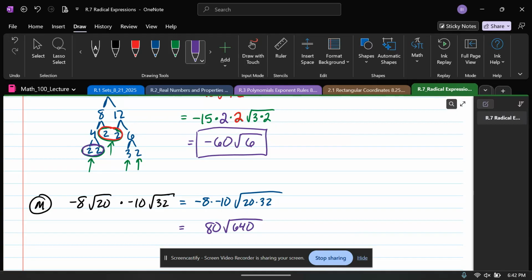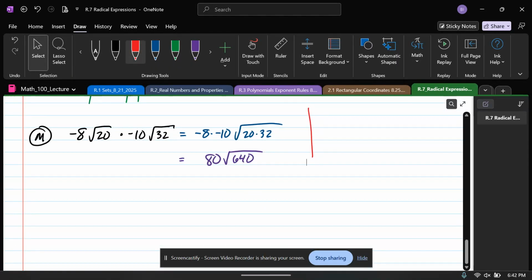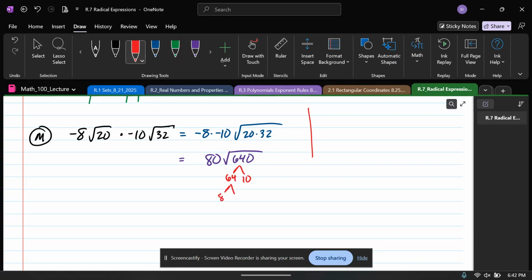And now, break down the square root of 640. I'm going to do 64 and 10. That's 8 and 8. 4 and 2. 2 and 2. 4 and 2. 2 and 2. 2 and 5. I'm looking for sets of 2. 1, 2, 3. Then I got a 2 and a 5 left over.